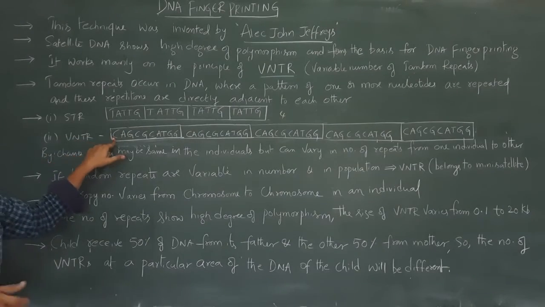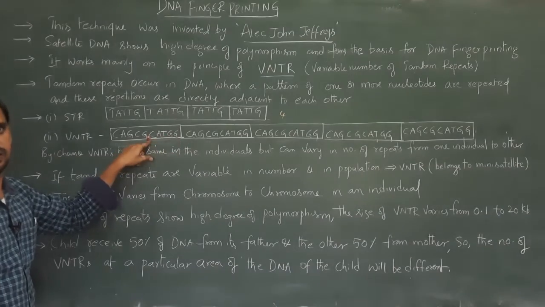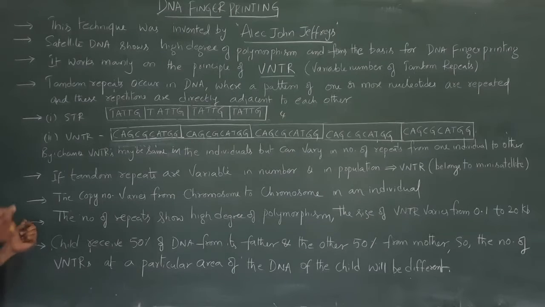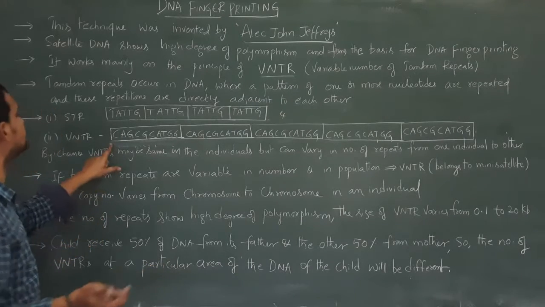Here the number of bases will be 1, 2, 3, 4, 5, 6, 7, 8, 9, 10. Minimum 10, maximum 100. We already discussed this. In the case of a minisatellite, the number of base pairs will be 10 to 100 and it may be repeated many times.